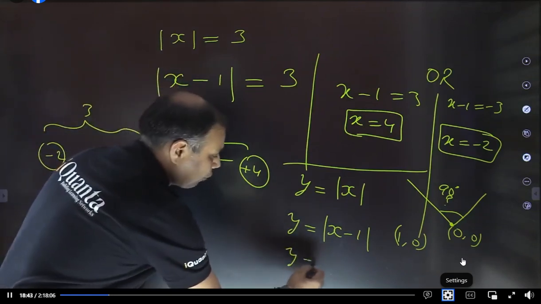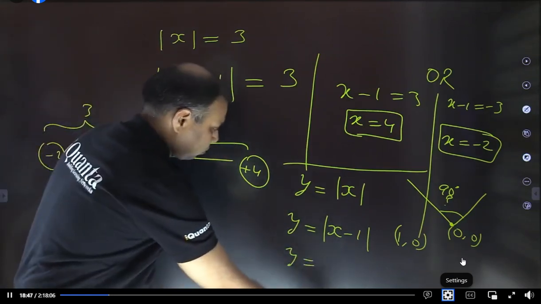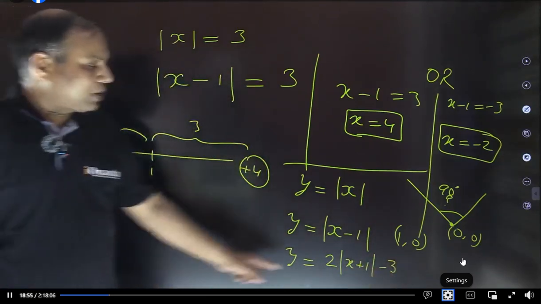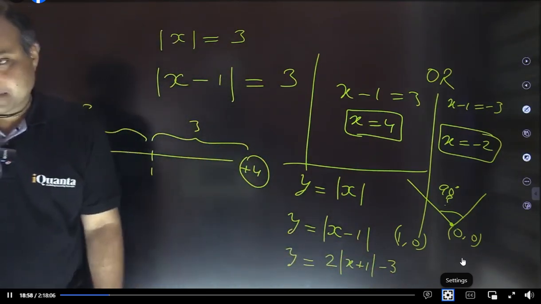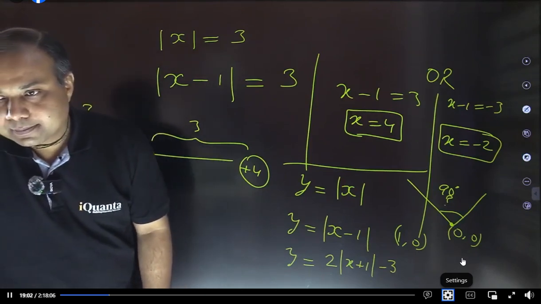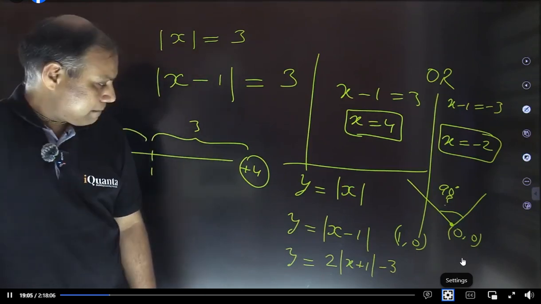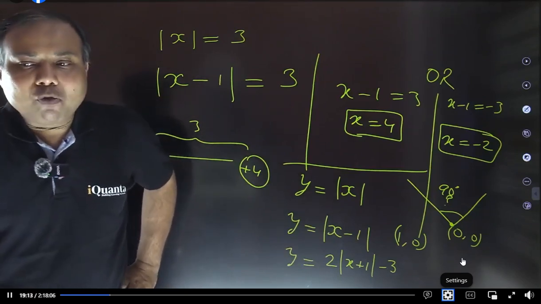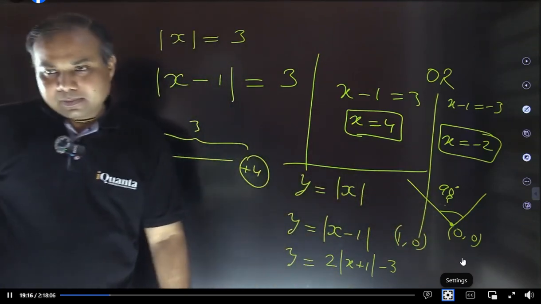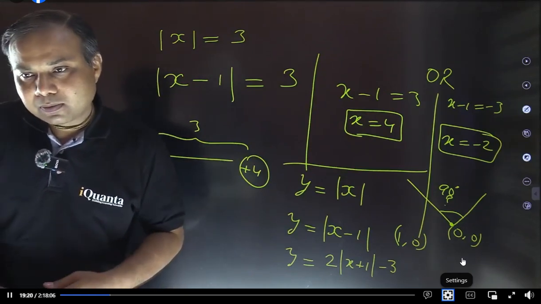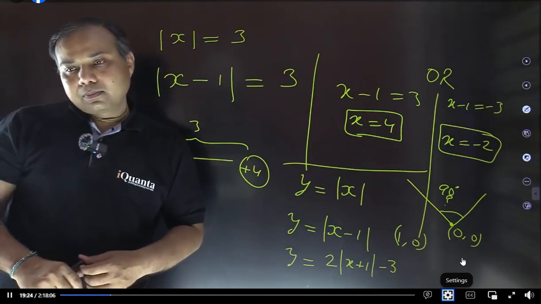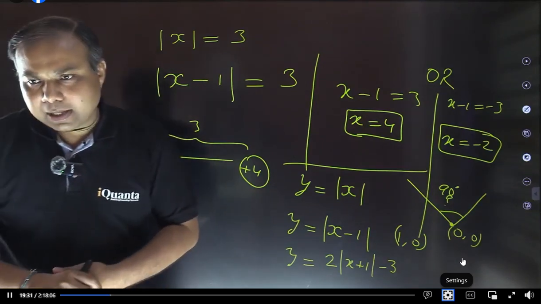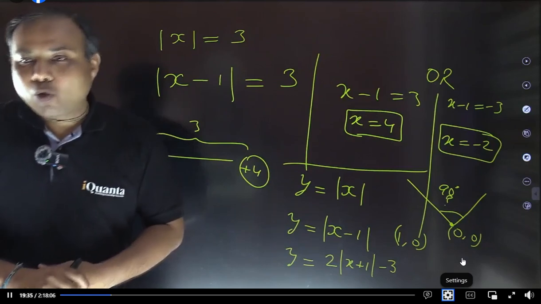Okay, let's say y equals 2 times mod of x plus 1, minus 3. First tell me the shape of the graph. Of course, it is going to be V only, but will the angle remain 90 degrees now at the vertex? No, the angle will not be 90 degrees.